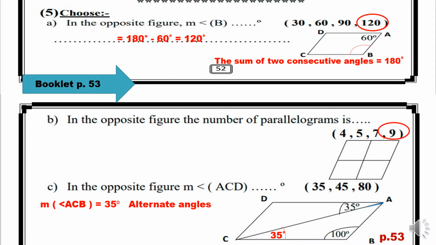To get angle ACD, the two consecutive angles of the parallelogram sum to 180 degrees. So to get ACD, I will make 180 minus (100 plus 35), which is equal to 45 degrees. As the sum of all these angles is equal to 180 degrees. So to get ACD, I will make 180 minus (100 plus 35), which is equal to 45 degrees.